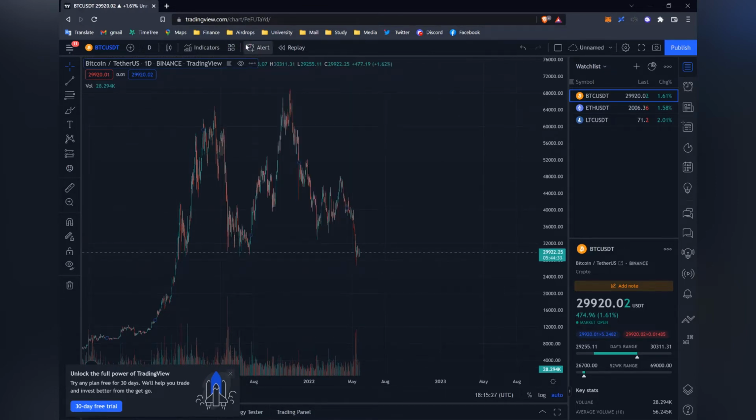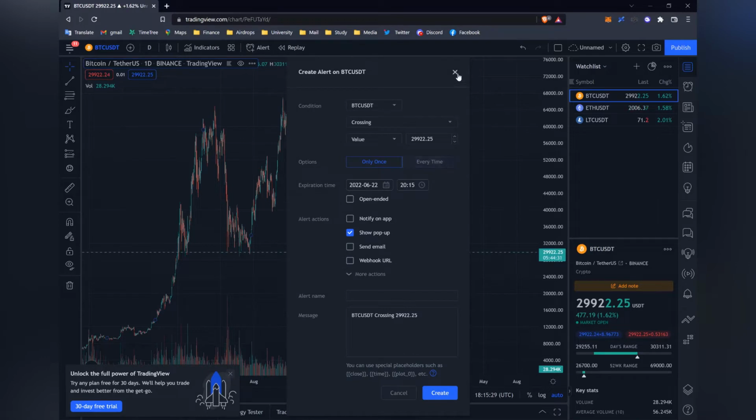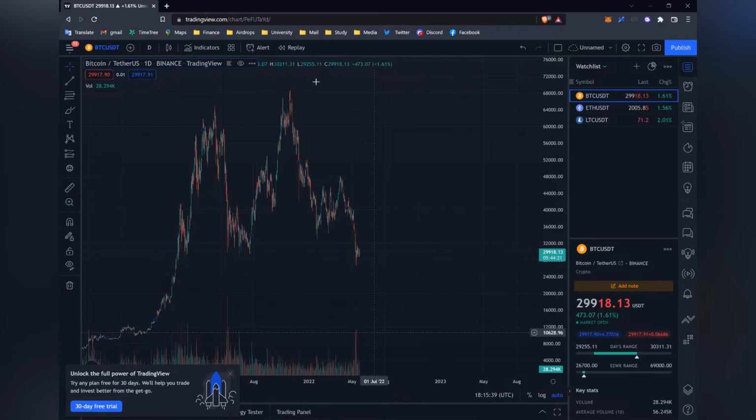And this part is alert. Okay, you choose, for example, to put a date and time or a price. Here you can use a price alert or timing or date and create your alert on TradingView. And here is your toolbox.